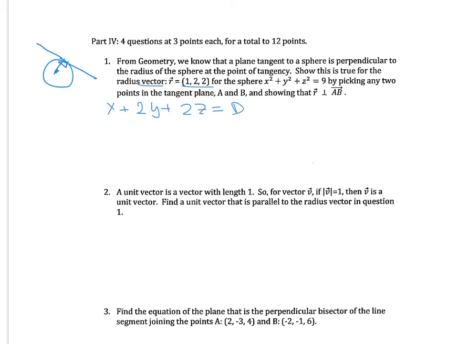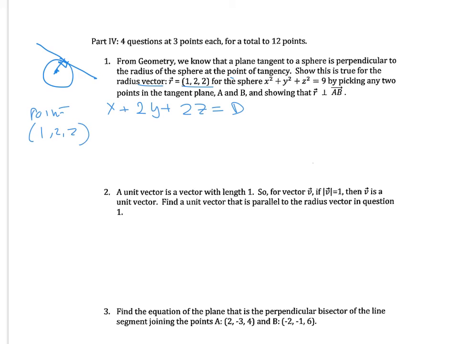The specific plane that's actually tangent to this sphere is going to be the one that also goes through the point 1, 2, 2. This equation for the sphere is showing us that the sphere's center is at the origin. And this radius vector could also be viewed as starting from the origin, in which case the point of tangency is going to be 1, 2, 2. So the known point is the point 1, 2, 2.